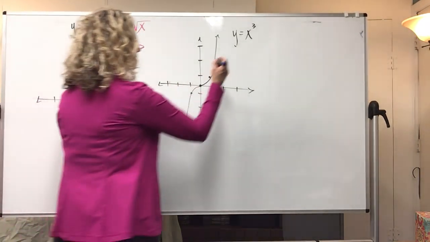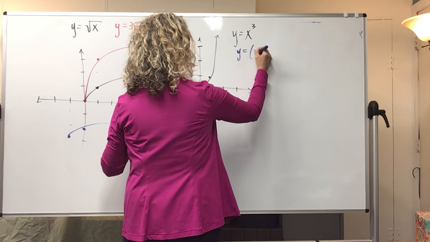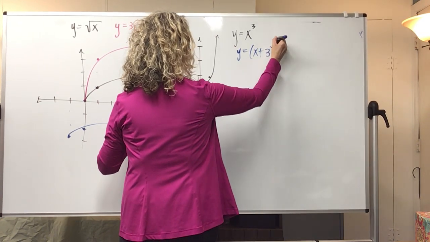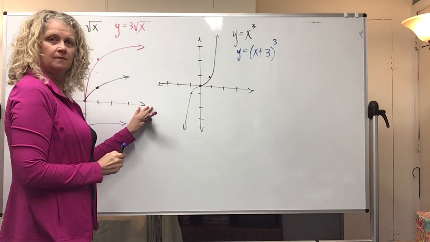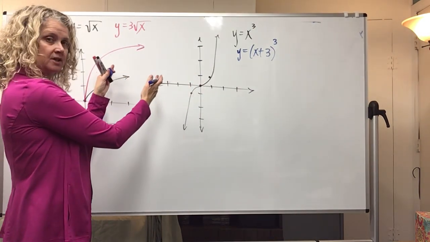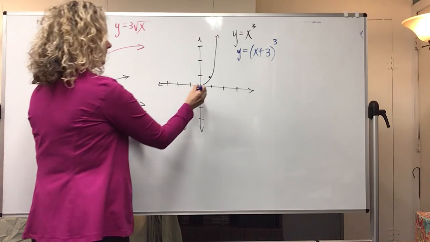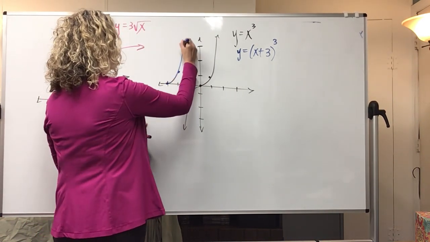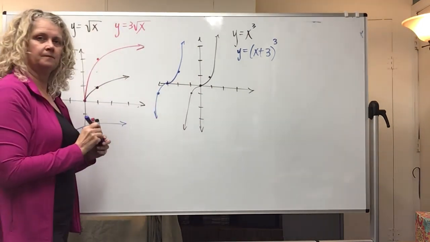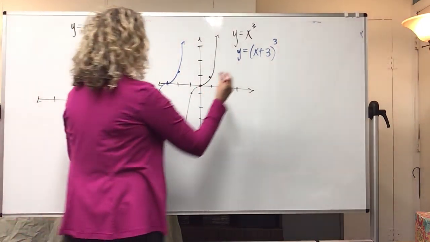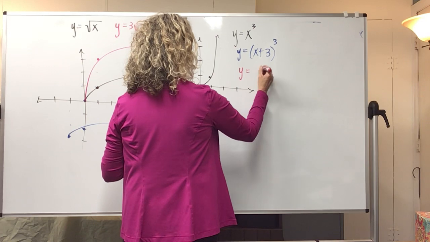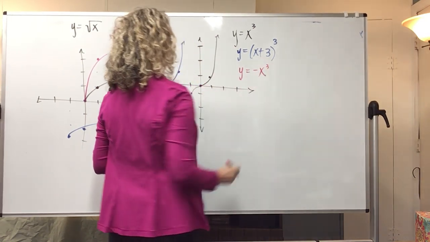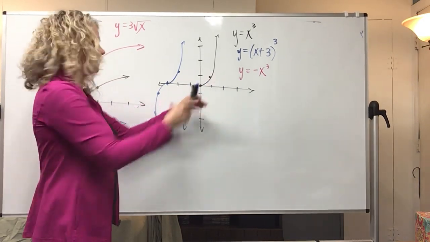So if I asked you, say, to do something like this, that would be a horizontal translation left 3. So you're going to take each reference point and you're going to move it left 3. If I said, why don't we do negative x to the third, that's a reflection about the x-axis.